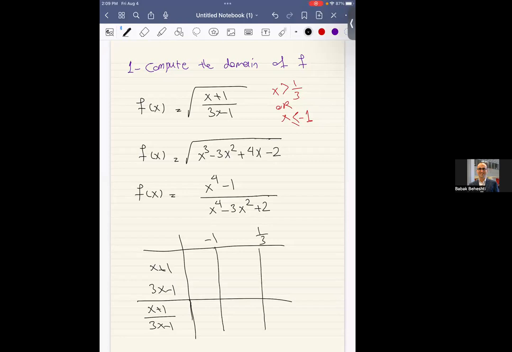So x plus 1 is 0 when x equals minus 1. So it's negative here, positive here. 3x minus 1 is 0 when x is 1 over 3. So it's negative here, positive here. When you multiply or divide the signs, I get 0 here, does not exist, minus, plus, plus. So that means the answer is either here or here.